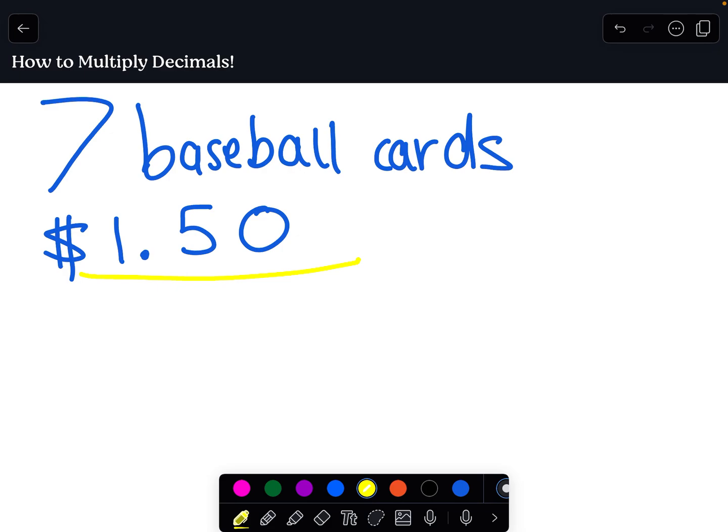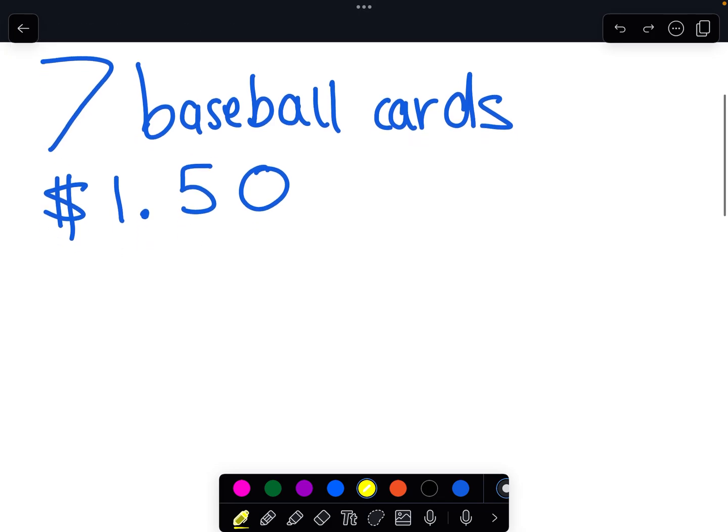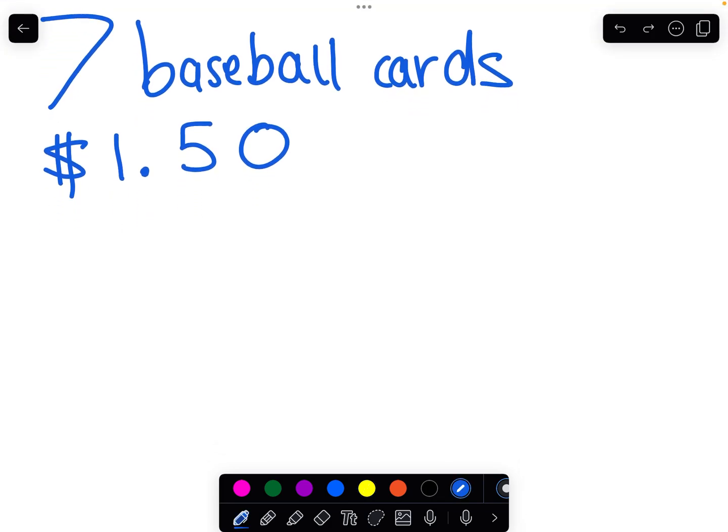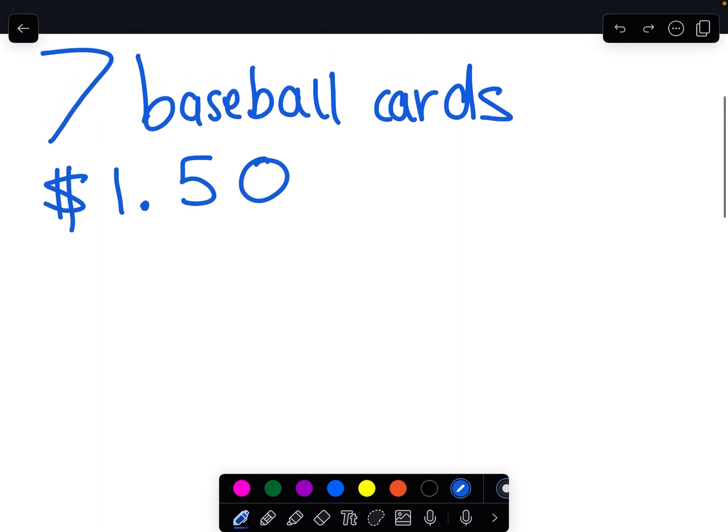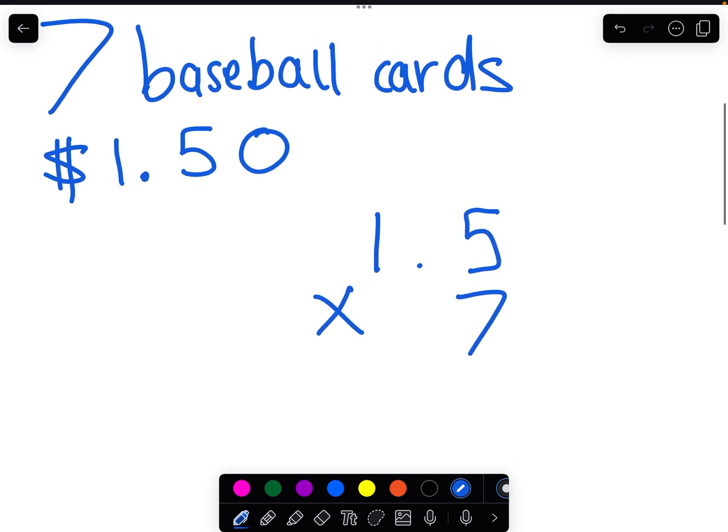And so the first thing we're going to do is set our problem up. He's going to buy 7 baseball cards and each is $1.50. And if we want to multiply these numbers, this is what we're going to do. So first, I usually put the number with more digits on top. So I'm actually going to put 1.5 on top and 7 on the bottom, and we're going to multiply them.